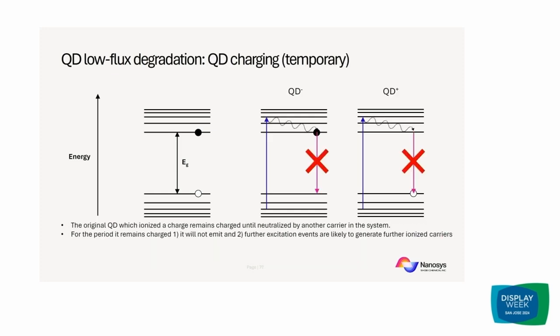Once that charge ionizes, it leaves behind a quantum dot that is missing one of its carriers. So it leaves behind something that we call a charged quantum dot. If it was the hole that ionized from the system, it leaves behind a negatively charged quantum dot. And if it was the electron that ionized from the system, it leaves behind a positively charged quantum dot. The important thing here is that the quantum dot, which is charged, is not necessarily permanently damaged or off. For the period it remains charged, you will not get any more emission out of the system. You'll create a non-radiative pathway for it to undergo energy loss, but it is temporarily non-emissive as long as it is charged.